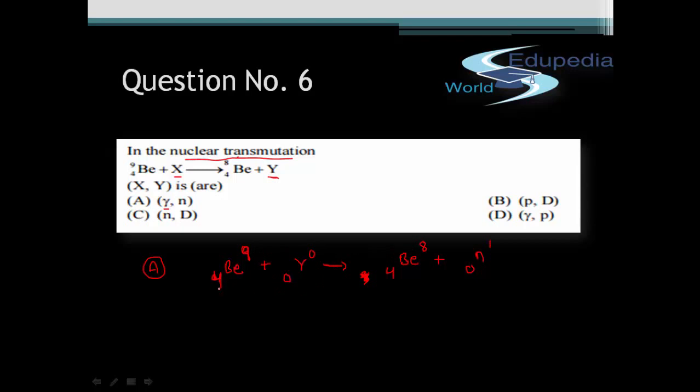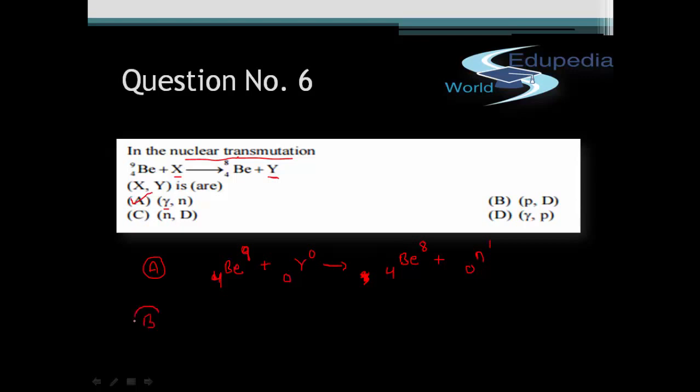So if you look at the charges, that is 4 plus 0 and 4 plus 0. This is balanced, both sides we are getting 4. And if you look at the masses, 9 plus 0, 8 plus 1. So the mass here is 9 as well as here is 9. So both the charge as well as the mass are balanced. So option A will be our correct option.